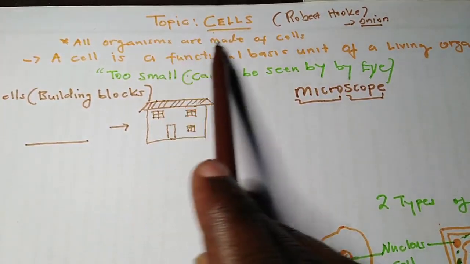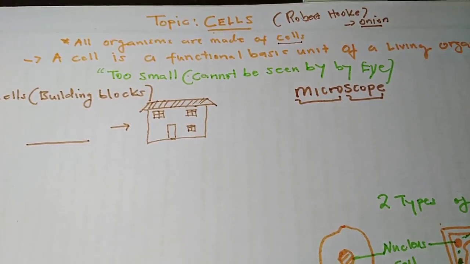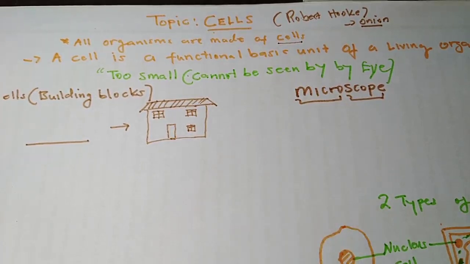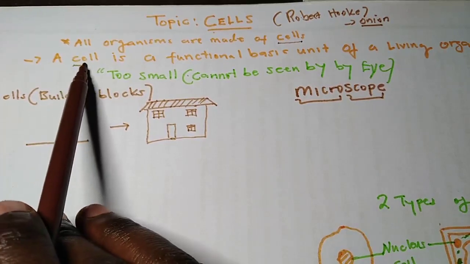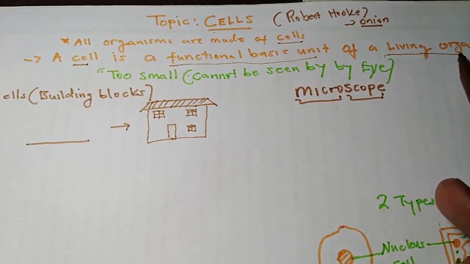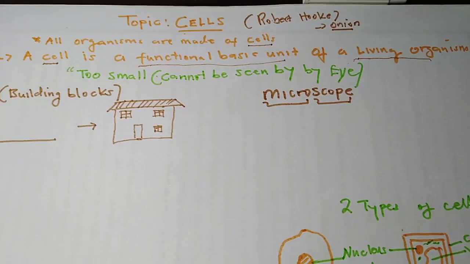Cells. All organisms are made up of cells, and we looked at some organisms that are made up of only one cell. We called those unicellular organisms, and the example was an amoeba. Other types of organisms have many cells, for example human beings. Plants have many cells. Those are known as multicellular organisms. So a cell is a what? A functional basic unit of a living organism.